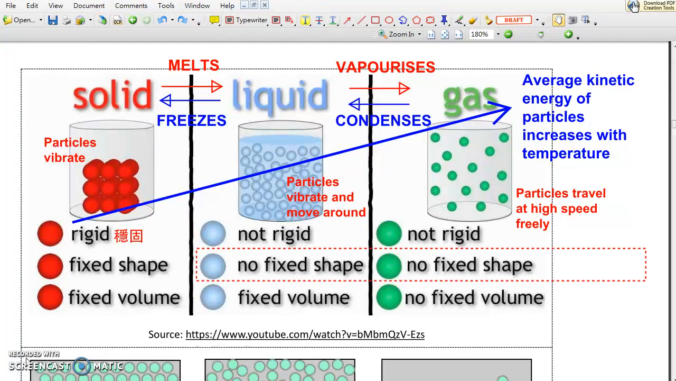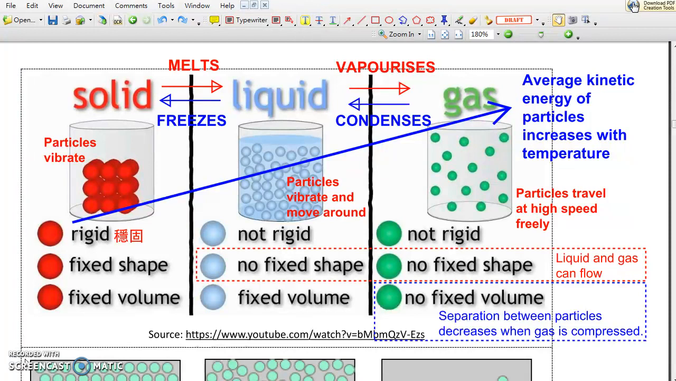And you may notice that liquid and gas have no fixed shape, and so liquid and gas can flow. Lastly, gas has no fixed volume, because the separation between particles in gas decreases when the gas is compressed. Spend some time to copy all these onto your notes.